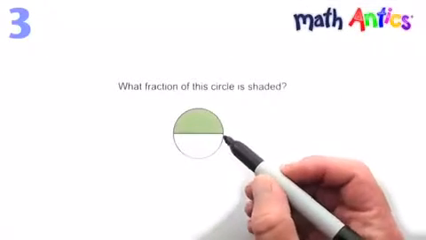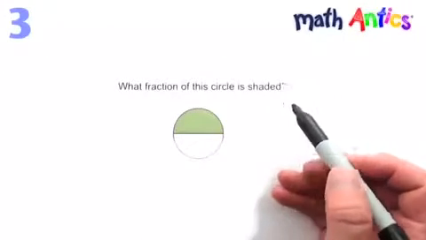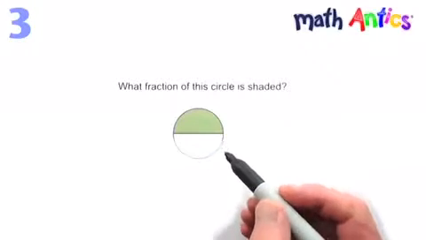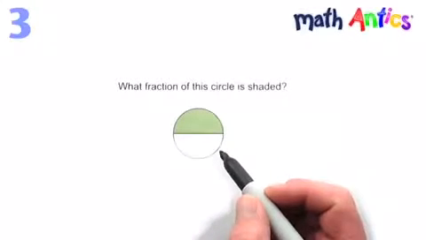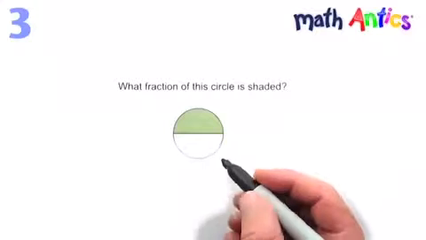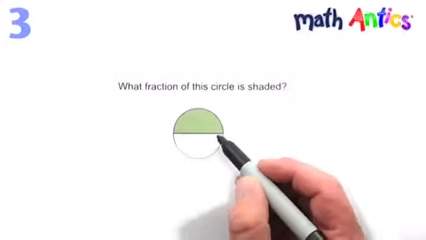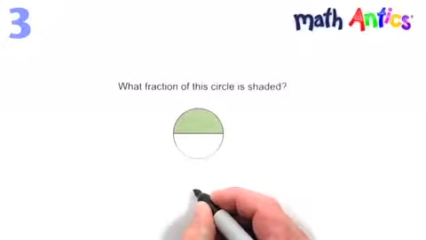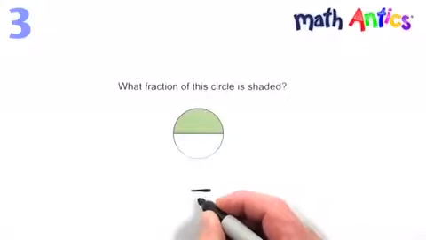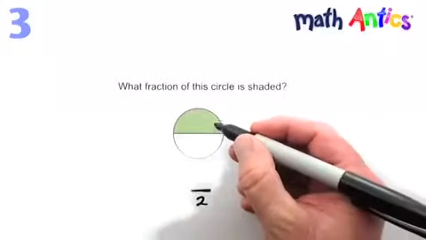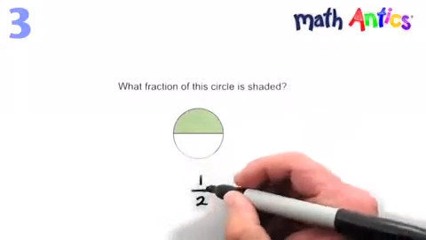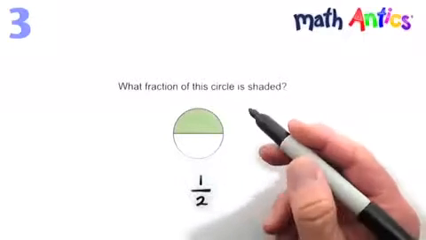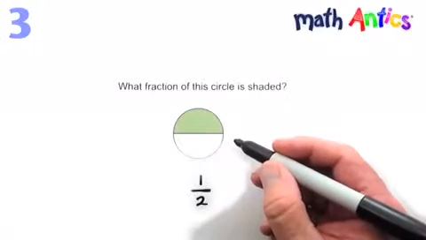The next problem asks us what fraction of this circle is shaded. So it's the same type of problem, it's just we're dealing with a circle instead of a rectangle. To figure out how many parts are shaded, this one's pretty simple. The circle's divided into half, so we'll do our fraction line and show that the circle's divided into 2 parts, and the part that's shaded is 1, so that's 1/2. 1/2 of this circle is shaded.